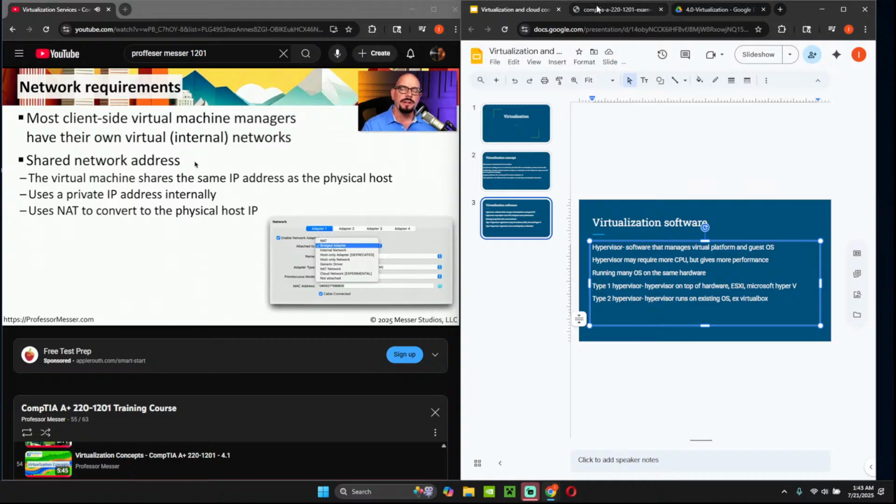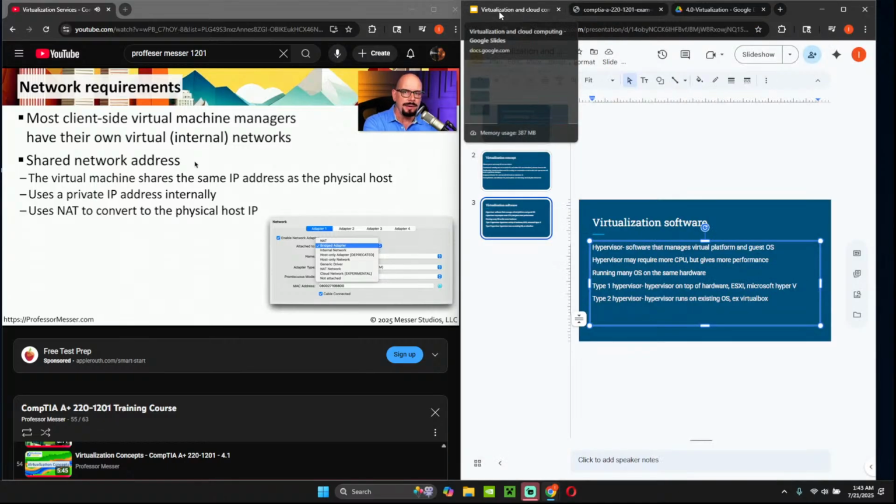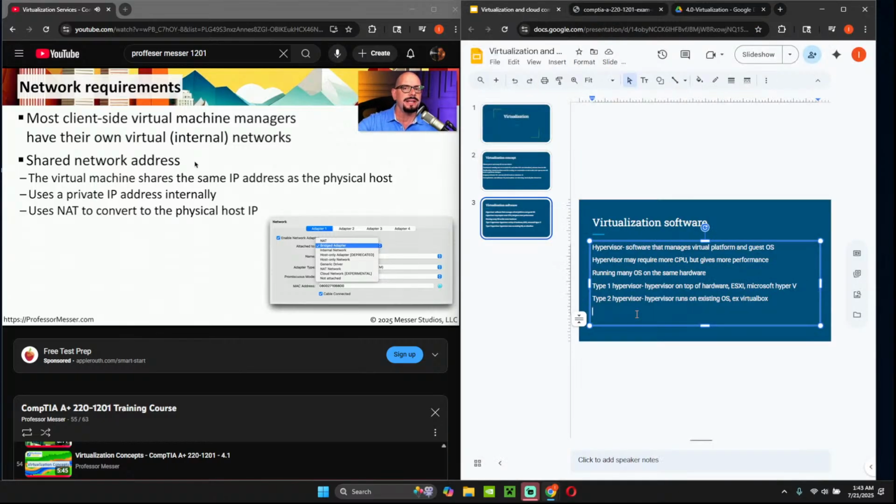Some hypervisors will configure a shared network address. This means that the hypervisor has its own IP subnet that's different than any other network that you're currently using. And when devices on that network need to communicate out to the physical network, it performs a network address translation to be able to communicate outside the scope of that hypervisor.